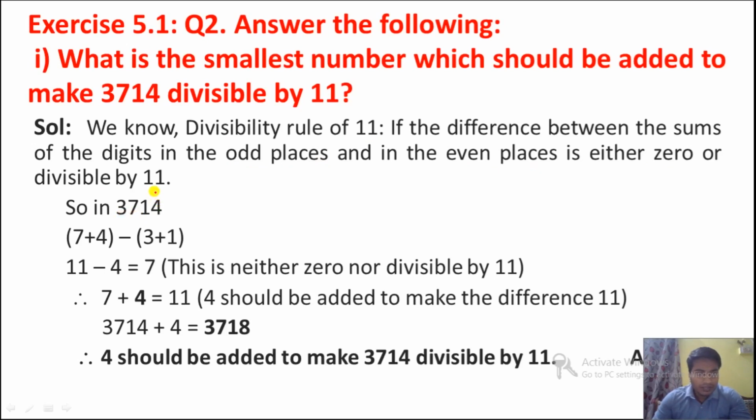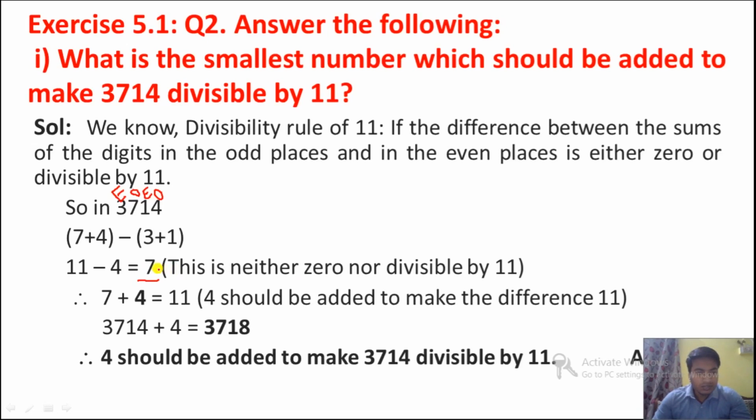Here we have the number 3714. 4 is in odd place, 7 is in even place, 1 is in odd place, and 3 is in even place. Now we have to add the odd ones and the even ones. So 7 plus 4 and 3 plus 1. From here we'll get 11 and from here we'll get 4. When we subtract we'll get 7. This is the difference, but it is neither 0 nor divisible by 11. So this is not satisfying the condition.